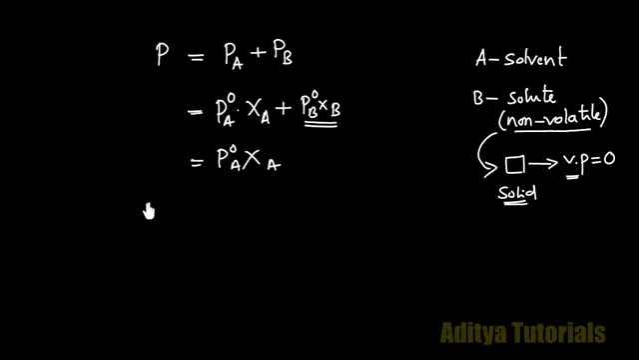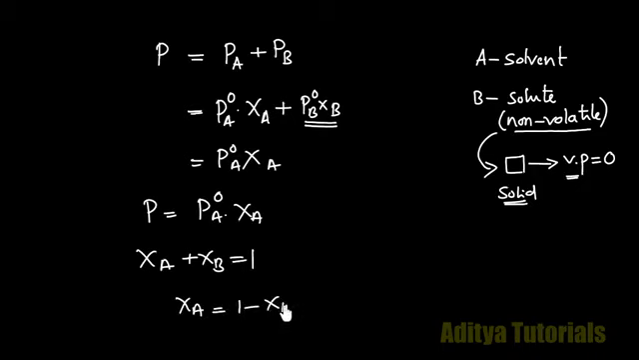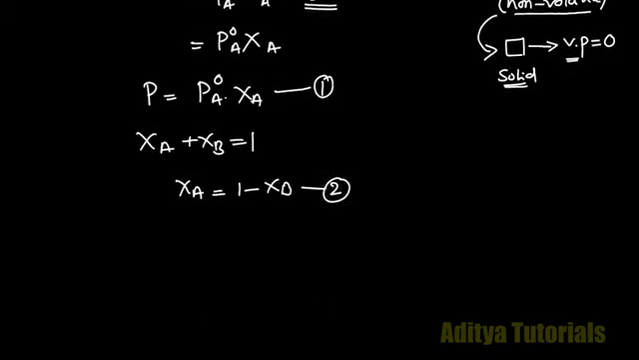So therefore we get here P total is equal to the partial pressure of the solvent and mole fraction of solvent. We know that the mole fractions xi of A plus xi of B is equal to 1. But we can write this xi of A in terms of xi of B, that is xi A is equal to 1 minus xi B. So now I will take this as equation number 1 and this as equation number 2. I just add these two values.